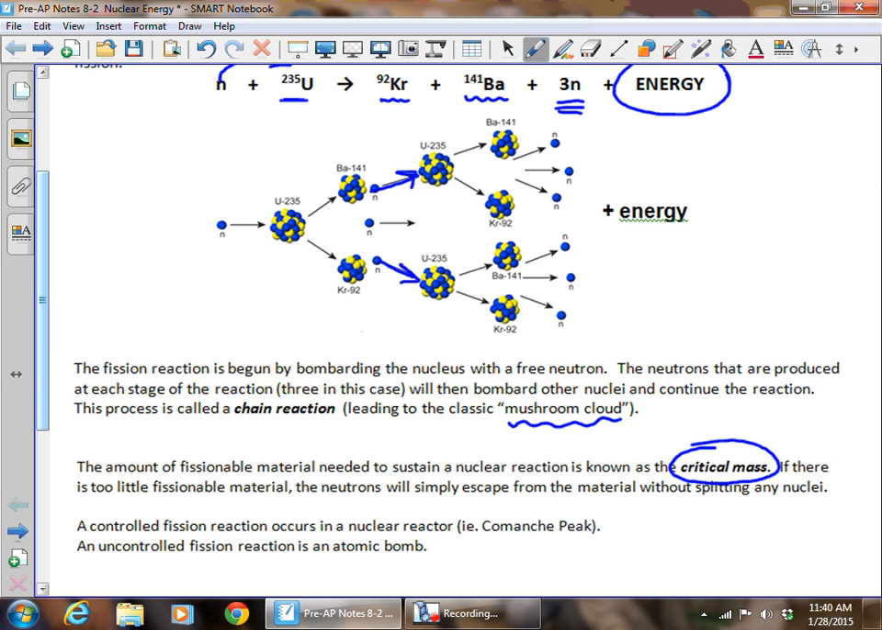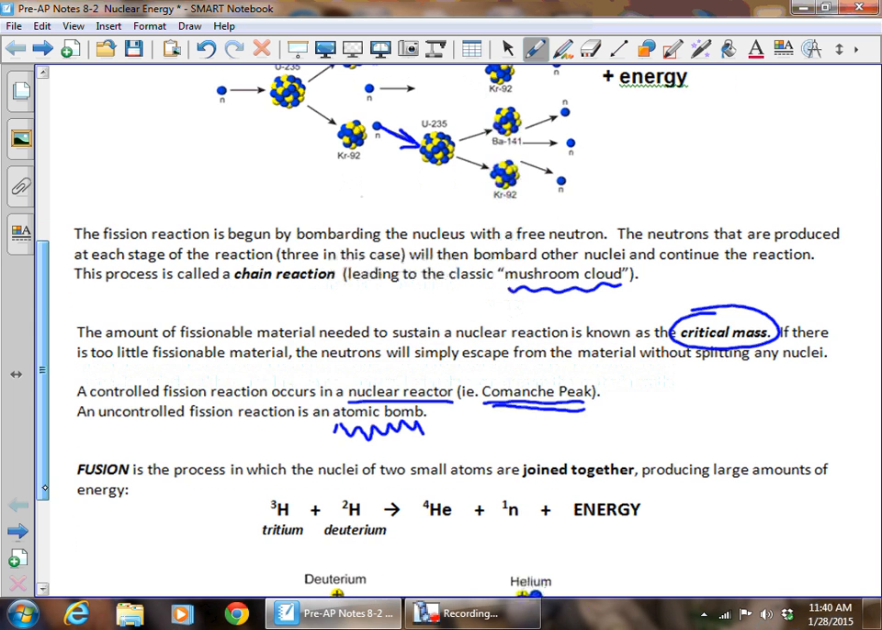If you don't have enough mass together, then the neutrons are going to escape before they can ever set up any kind of a chain reaction. If you have a controlled fission reaction, that's a nuclear reactor, and here close to us is Comanche Peak. If you have an uncontrolled fission reaction, that's your atomic bomb. So that's just a little introduction into fission.